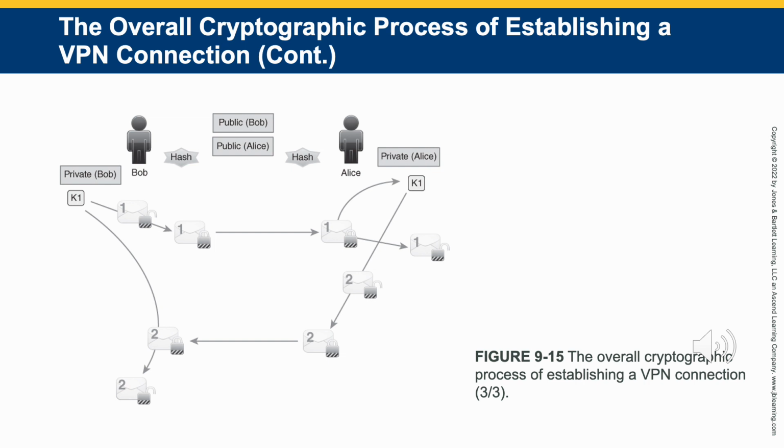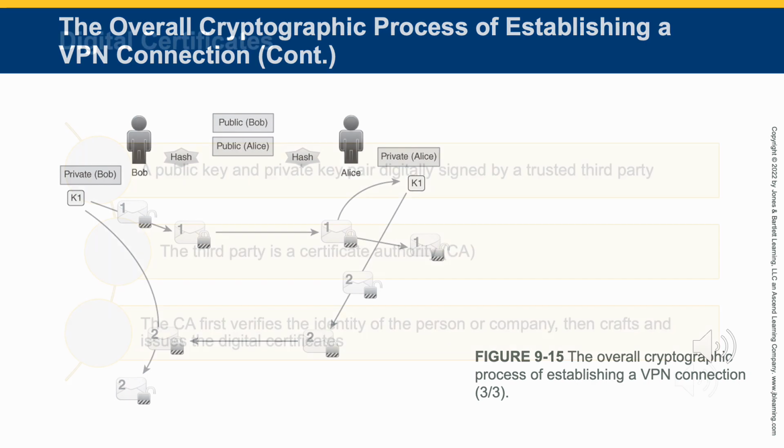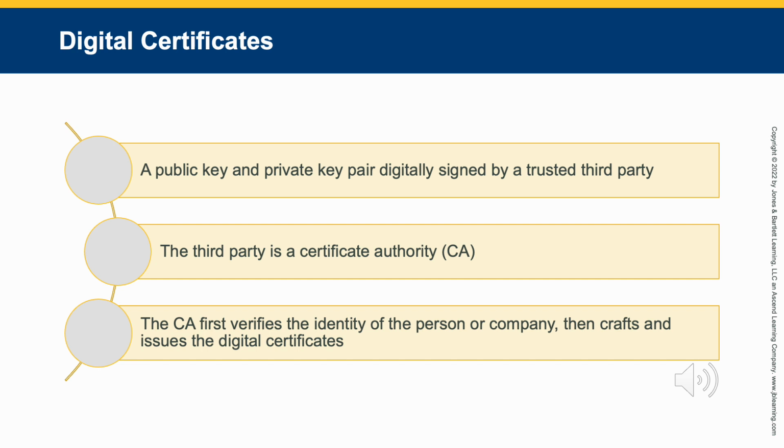This exchange enables the symmetric key to secure subsequent messages from Bob to Alice or from Alice to Bob. Once a VPN has been established between Bob and Alice, an exchanged session key exists at both endpoints. Digital certificates: a public key and private key pair digitally signed by a trusted third party. The third party is a certificate authority. The CA first verifies the identity of the person or company, then crafts and issues the digital certificate.